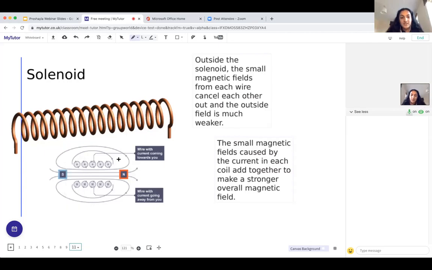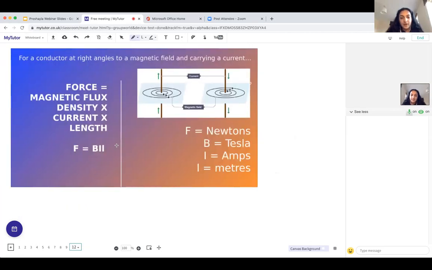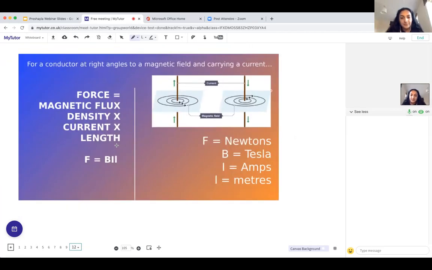Now, with this solenoid comes an equation. So with the current carrying wire and the solenoid comes an equation. So for a conductor just means a wire that carries a current at right angles to a magnetic field. So you can see that it's a right angle between the conductor and the magnetic field. Carrying a current, we have this equation.